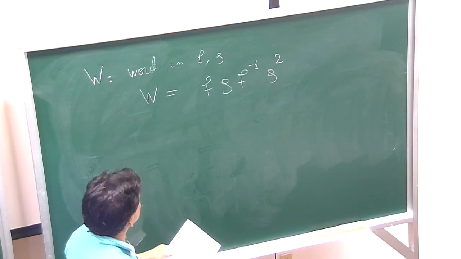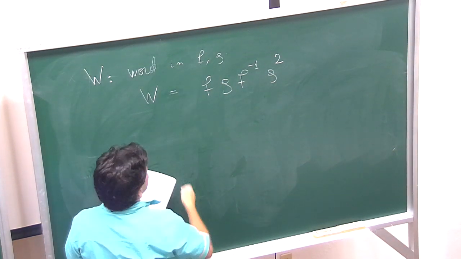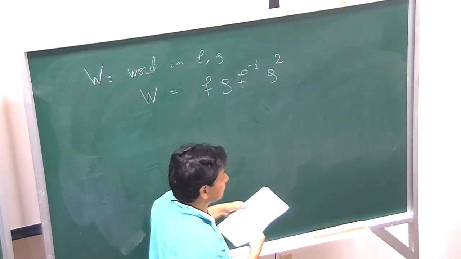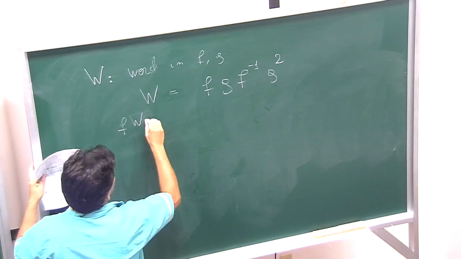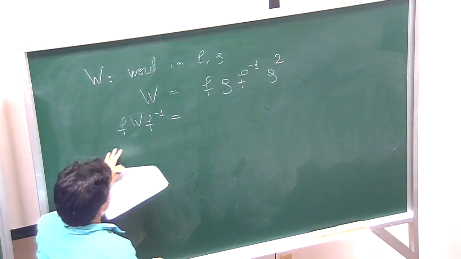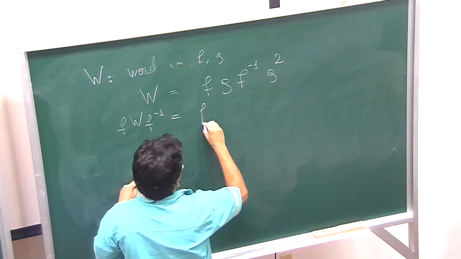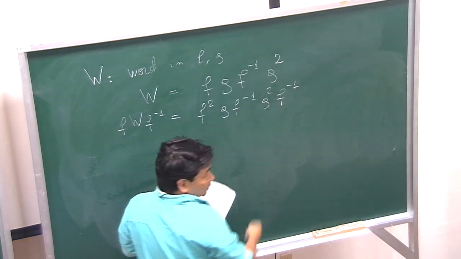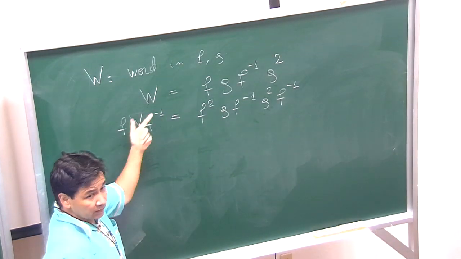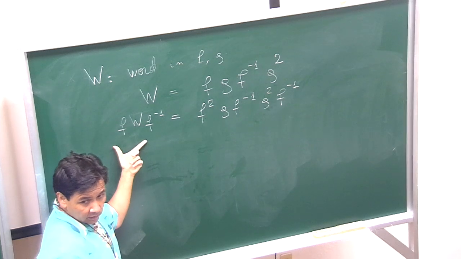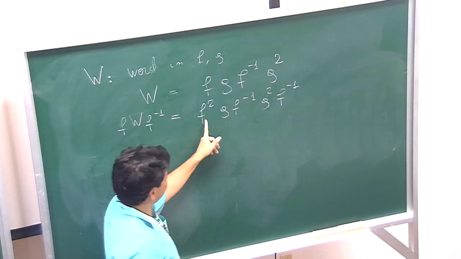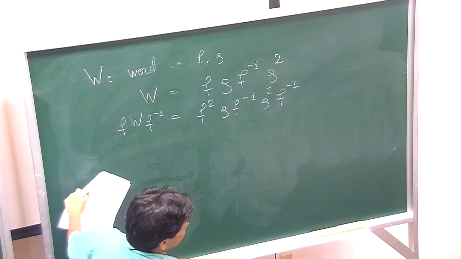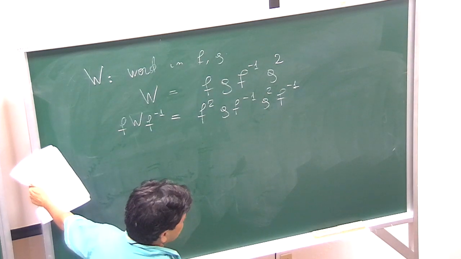Okay. I need a trick because there is something which is bad for this word, which is that it starts with a letter which is different from the last one. So I will conjugate this word. If you think a little bit, this can always be done. I will conjugate by f, and then I will get this word. Of course, proving that this word is non-trivial is the same as proving that the original word is non-trivial. But I will keep this word because the first letter and the last letter are the same. And now I will look at the action of this word. So I will start with the set A.